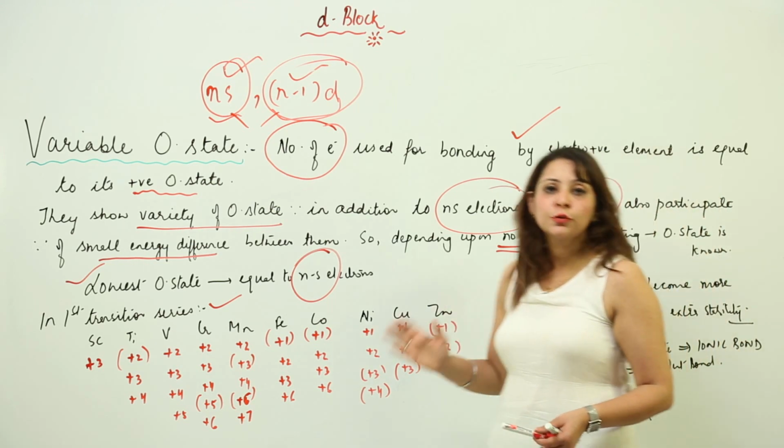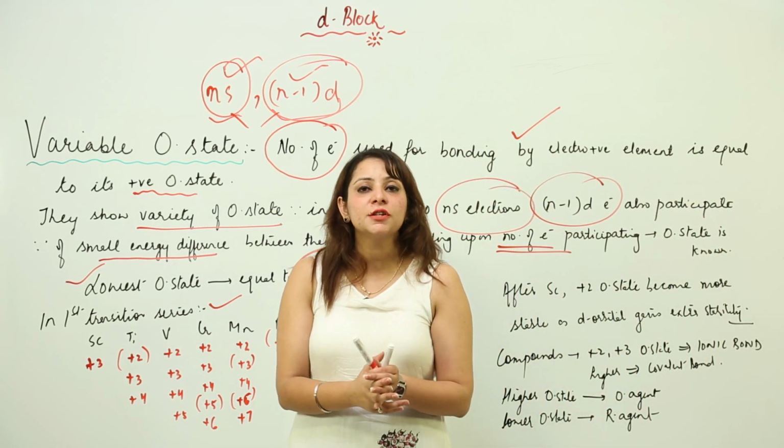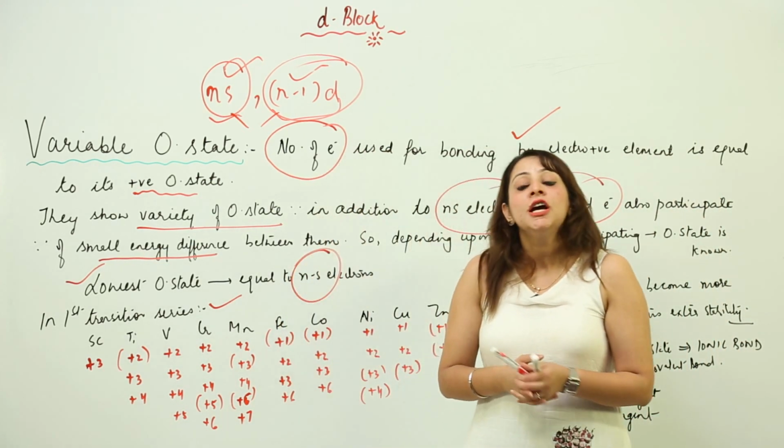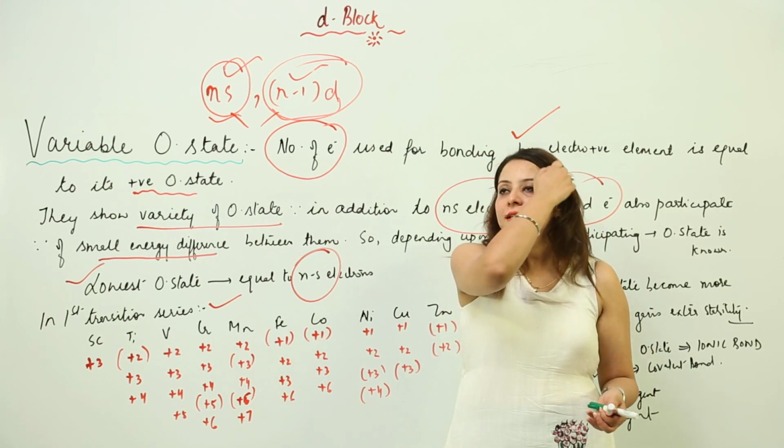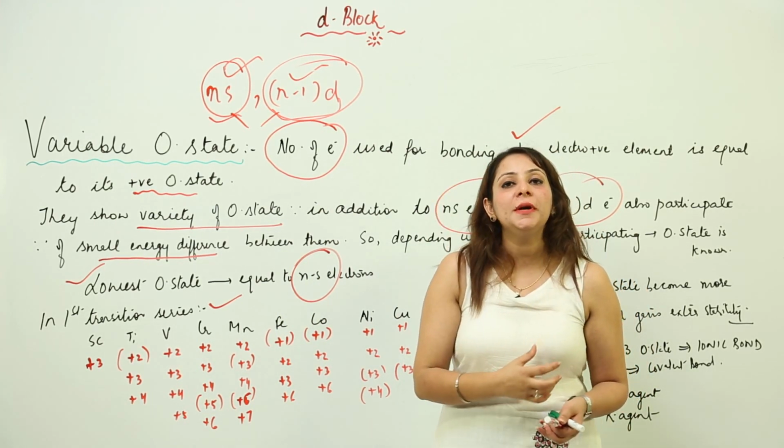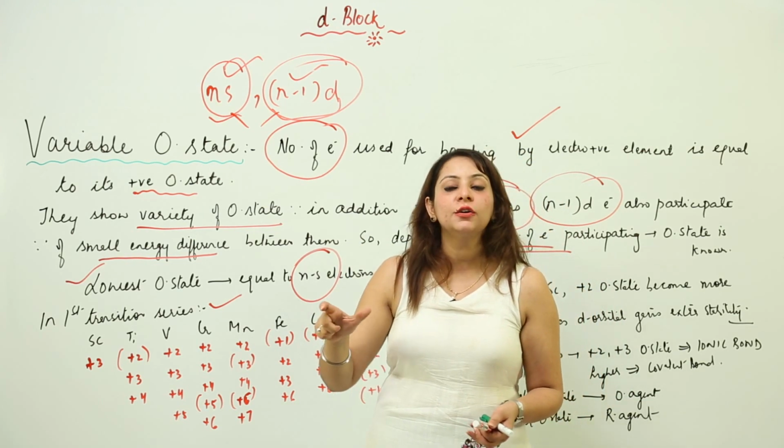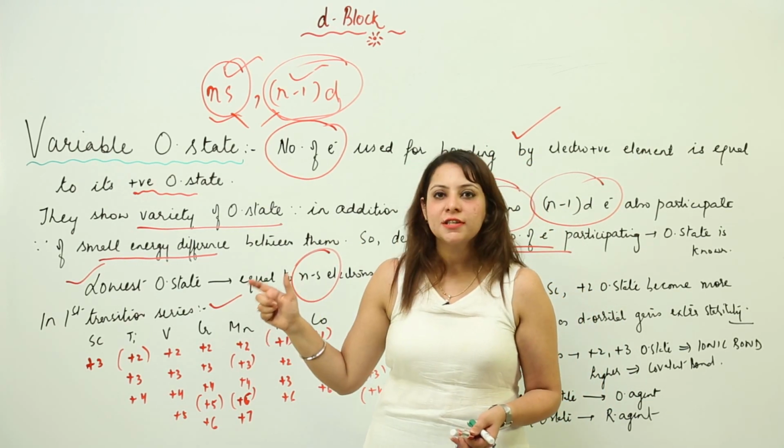So whenever somebody asks you which element is going to possess the lowest oxidation state, you are going to answer that the number of electrons present in the s orbital is going to determine its lowest oxidation state.